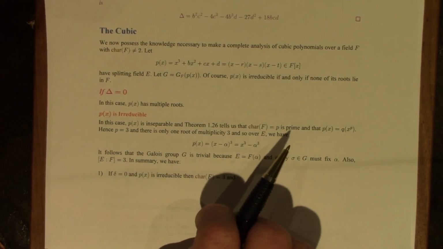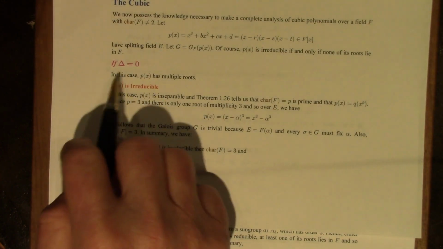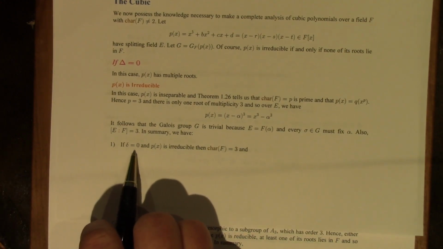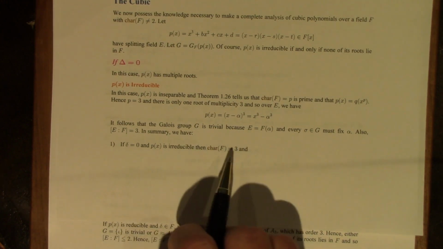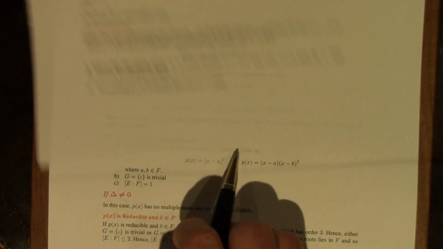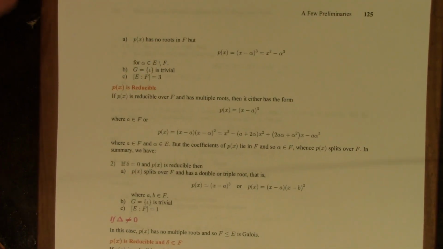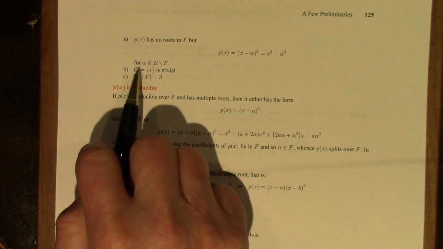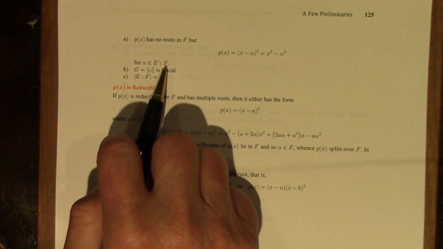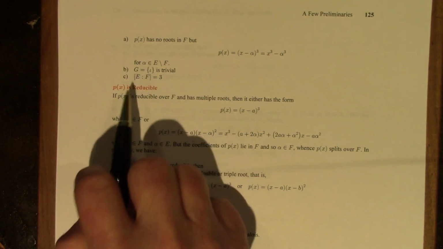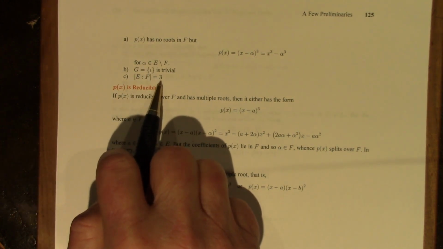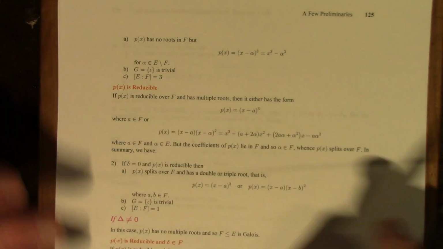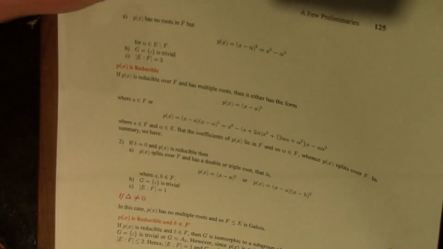So in summary, instead of capital delta equals 0, I can say small delta equals 0. It's the same thing, it's equivalent. So if little delta equals 0 and p of x is irreducible, then we know the characteristic of F must be 3. P of x has no roots in F. It has this form where alpha is, of course, in a splitting field, but not in F. Galois group trivial, degree of splitting field extension 3. Okay, there's a bunch of these coming.